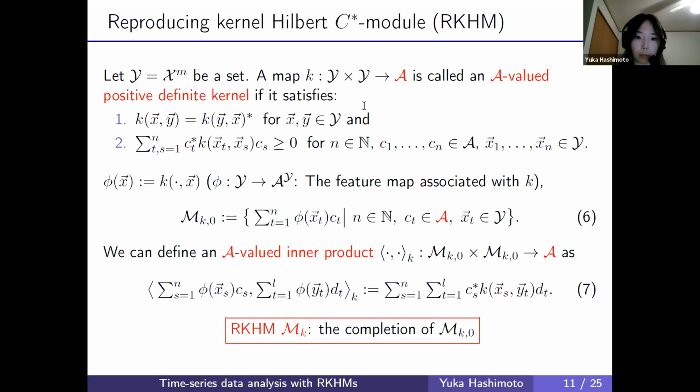And we now explain the definition of reproducing kernel Hilbert C star modules. We consider the same type of positive definite kernel as the case of vector-valued RKHS. And define a feature map phi like this. And then consider a module spanned by phi x. And here an important difference between RKHM and VV-RKHS is this coefficient takes its value in A.